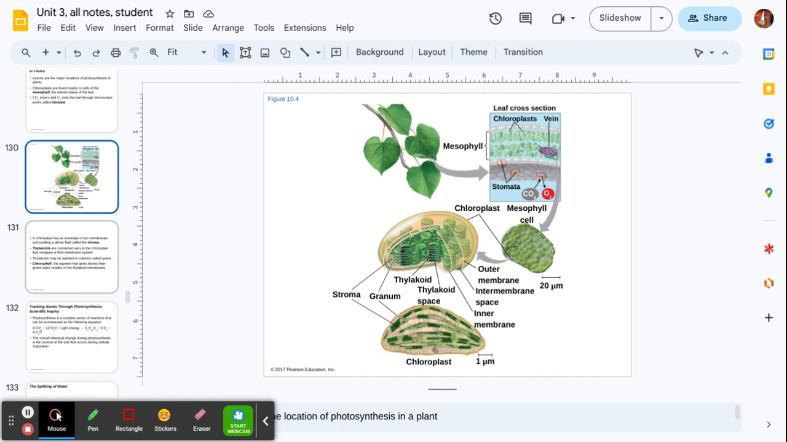Evergreens continue to photosynthesize year round. Yeah, they're a little differently adapted to more harsh winter conditions. Yeah. How do evergreen leaves photosynthesize?